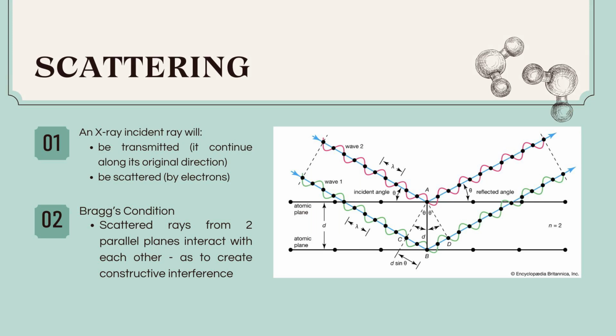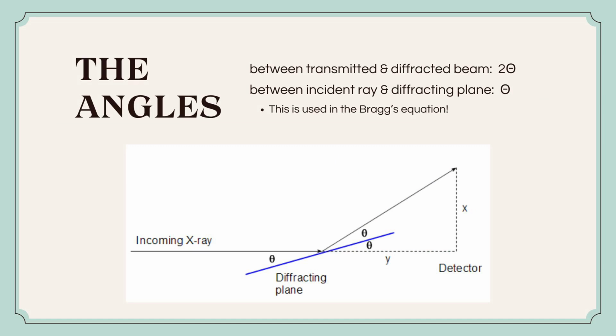When X-rays hit a crystal, they are either transmitted or scattered. Constructive interference occurs when the scattered rays from two parallel planes are in phase. This phenomenon creates a diffraction pattern, which can be analyzed to understand the crystal structure. The incident angle theta impacts the diffraction pattern, dictating whether constructive interference occurs. The angle 2 theta between the transmitted and diffracted beam is measurable in experiments.